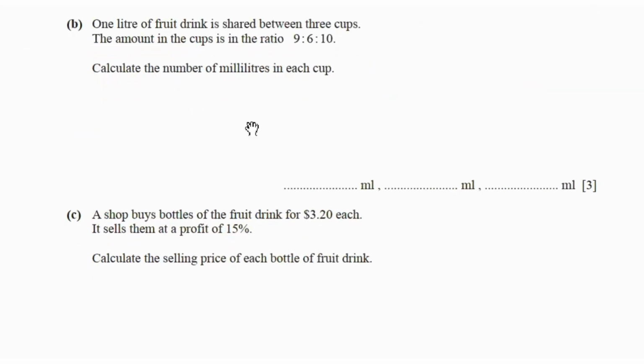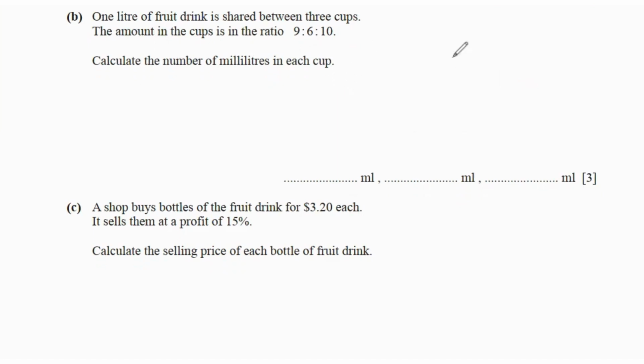Part B says 1 liter of fruit drink is shared between 3 cups. The amount in the cups is in the ratio of 9 is to 6 is to 10. Calculate the number of milliliters in each cup. So we know 1 liter basically equals 1,000 milliliters. Okay, so we need to figure out how the fruit drink is shared between each of these cups.